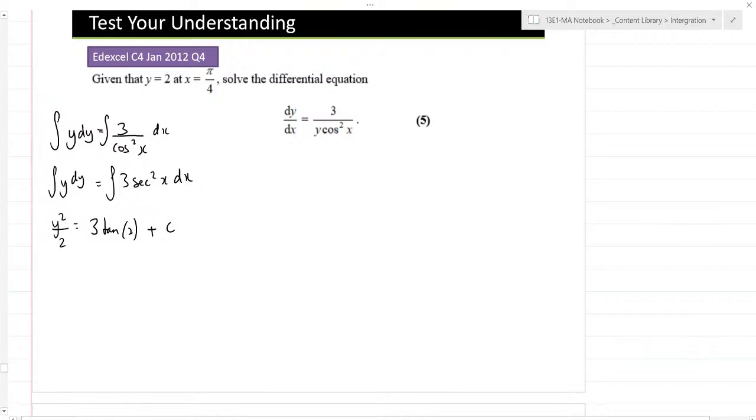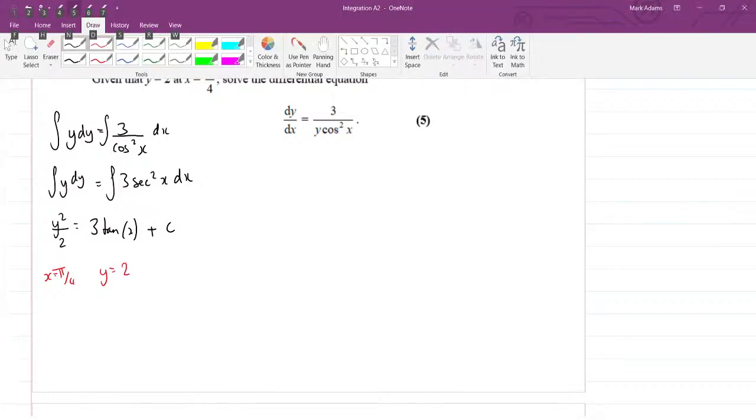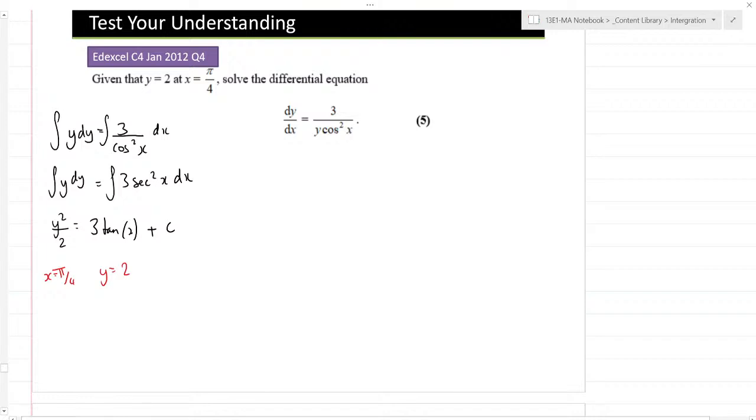But we now need to do the last little stage, which is just to work out what my c is, and I do that by subbing in my two values. In this case, x is equal to pi over 4 when y is equal to 2. So I end up with 2 squared over 2 is equal to 3 tan of pi over 4 plus c. What is 3 tan pi over 4? What is it?